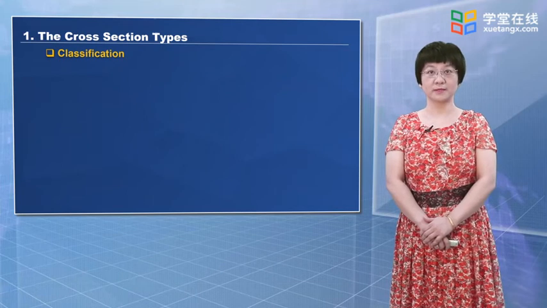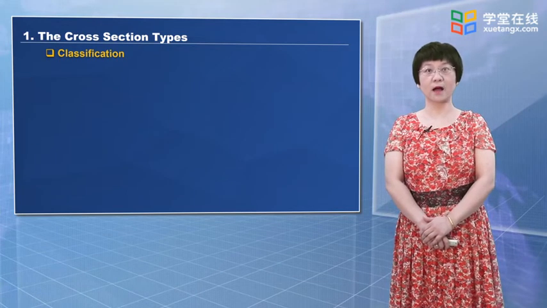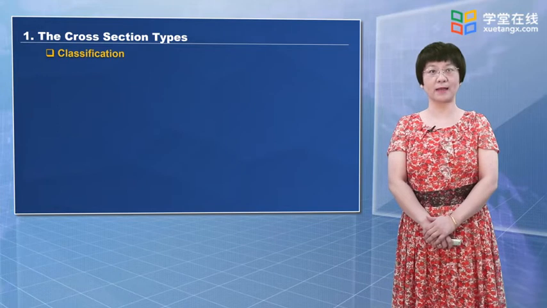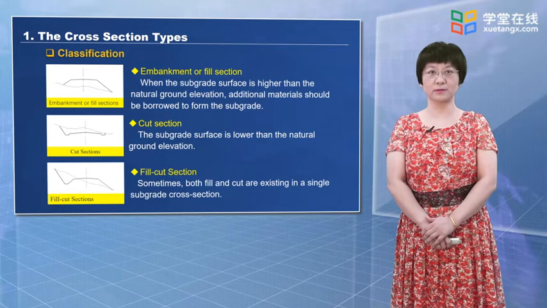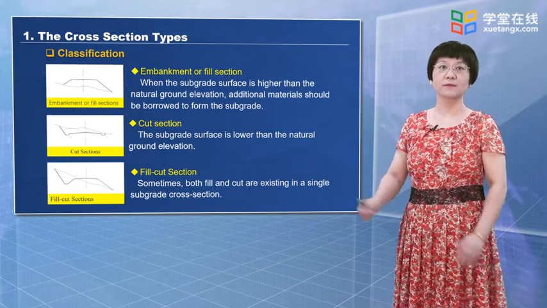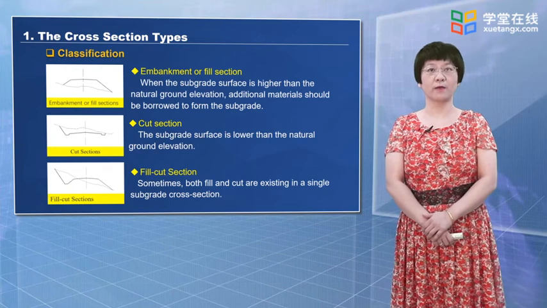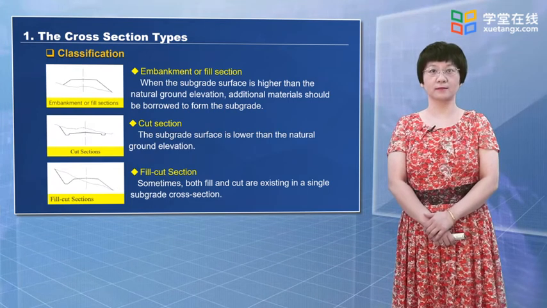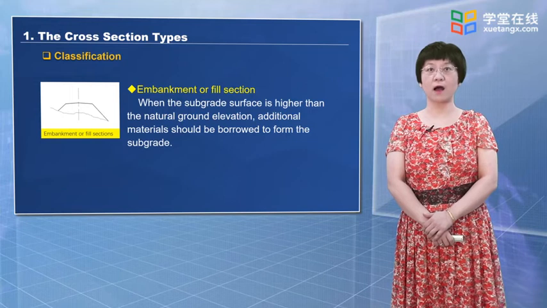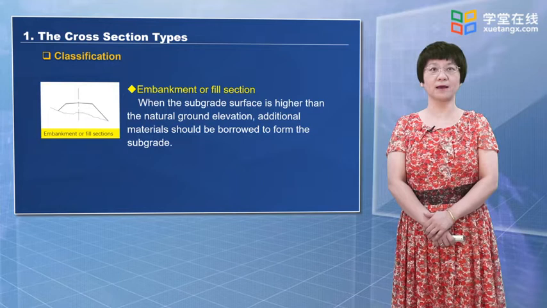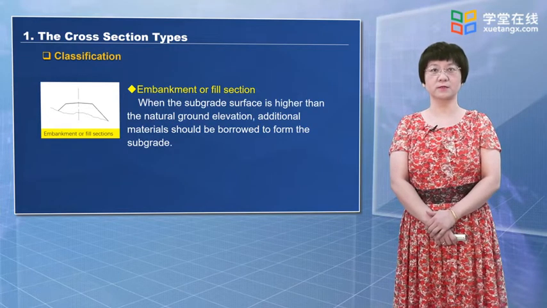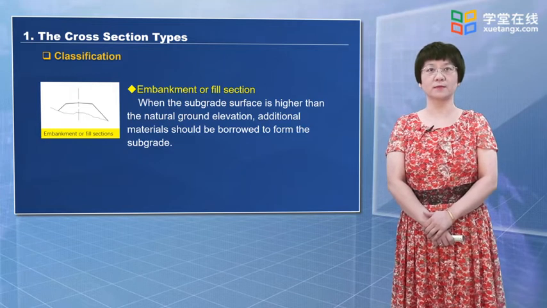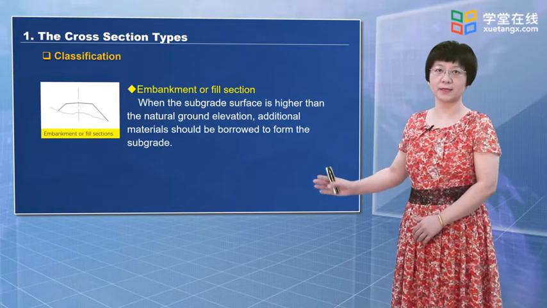Highway subgrade geometries are dependent on their locations in the road alignment. Highway subgrade can be divided into 3 types, namely embankment, cut, and fill-cut. Embankment or fill section means the subgrade surface is higher than the natural ground elevation. Additional materials should be borrowed to form the subgrade, as shown in this one.